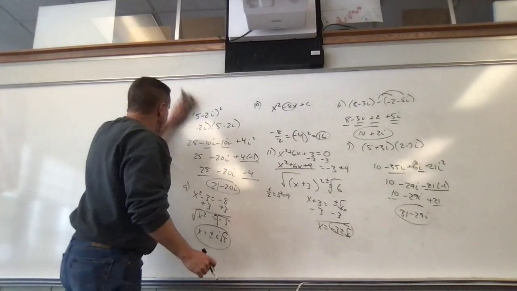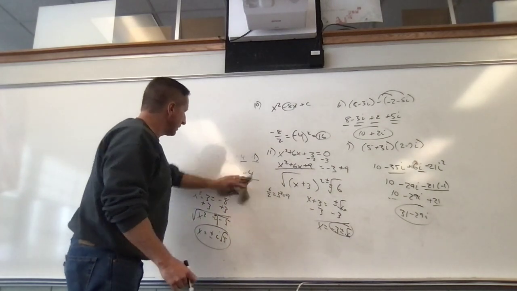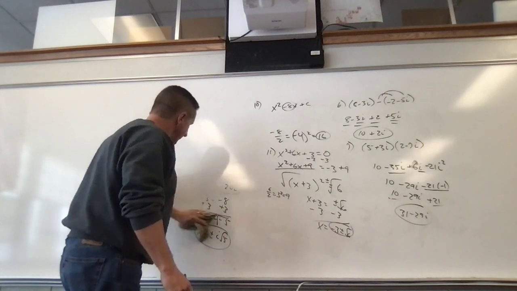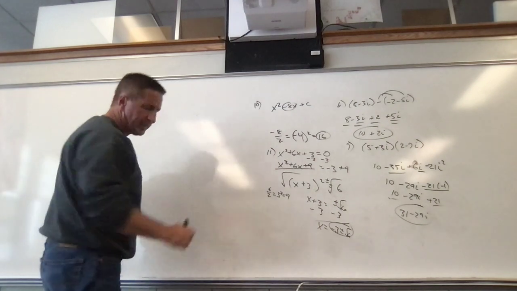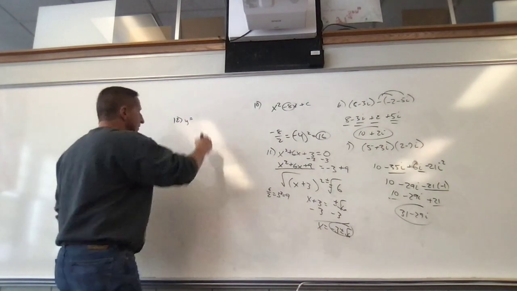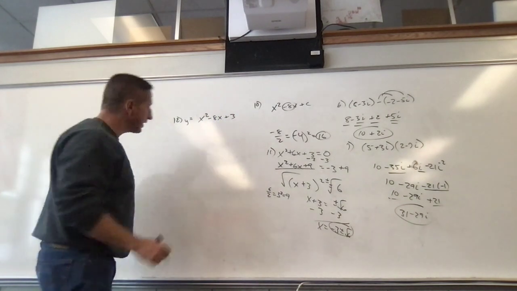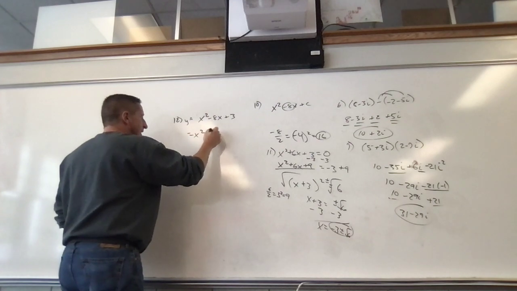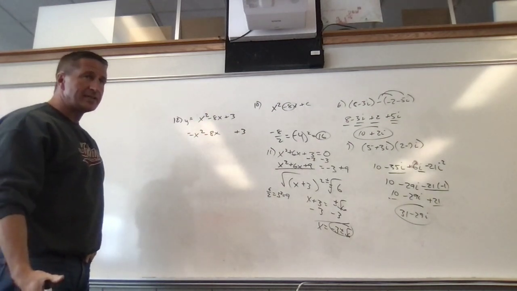Find the vertex. Okay, so we have 12y equals x squared minus 8x plus 3. I'm going to write it like this: x squared minus 8x, leave a space, and then put a plus 3. So we're going to put a number there. We're going to do the same thing we did the last 2 questions.